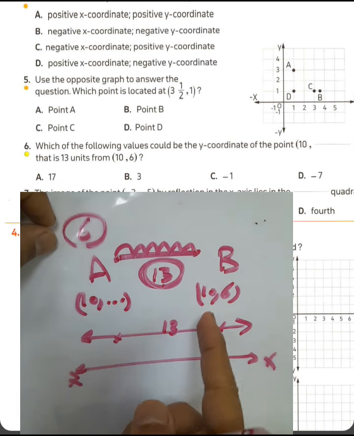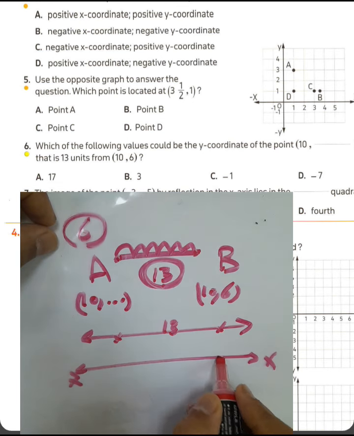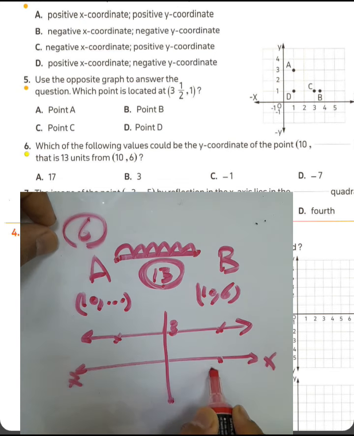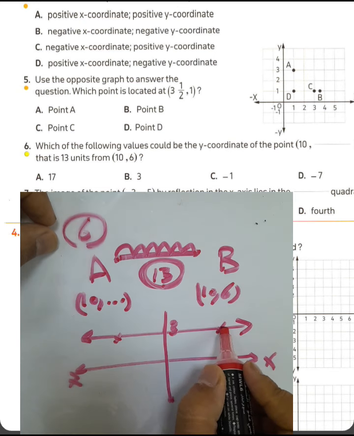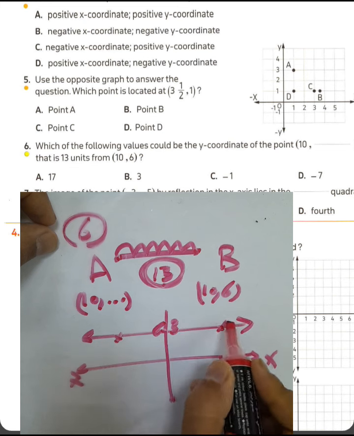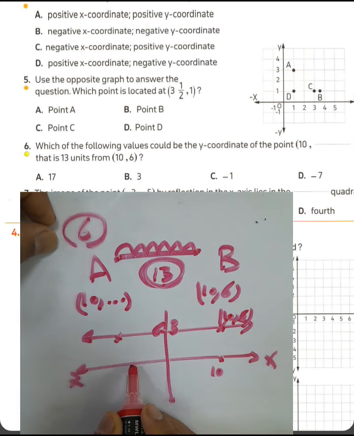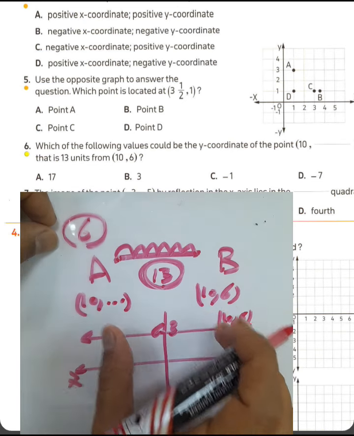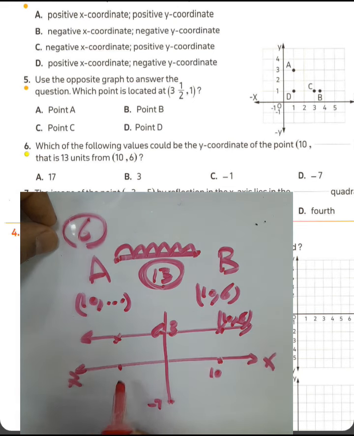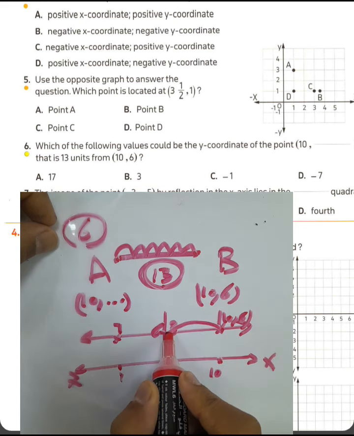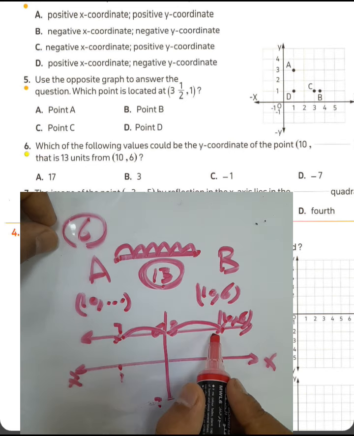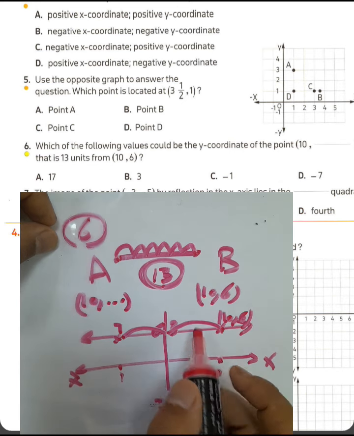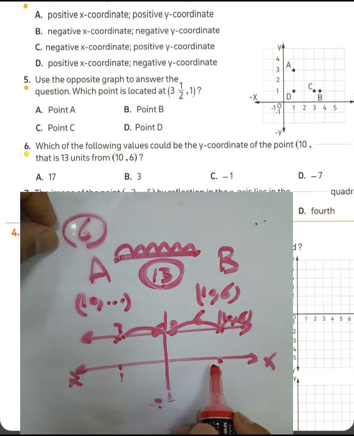So we have here (10, 6). 10 is the first coordinate, and 6 is the second, point (10, 6). And the second point will be what? (10, -7). If we have (10, 7) here, then the distance would be different.